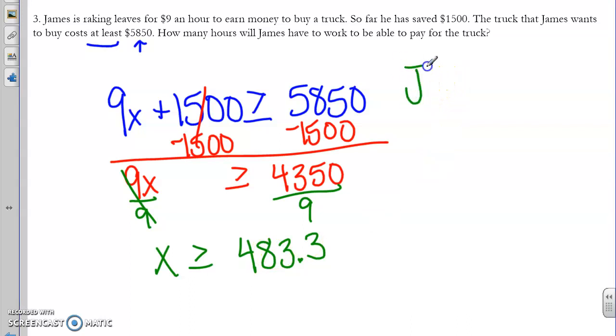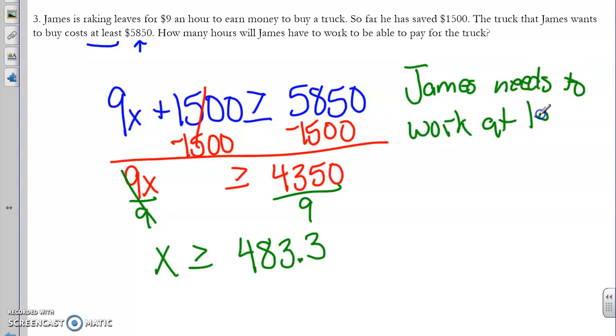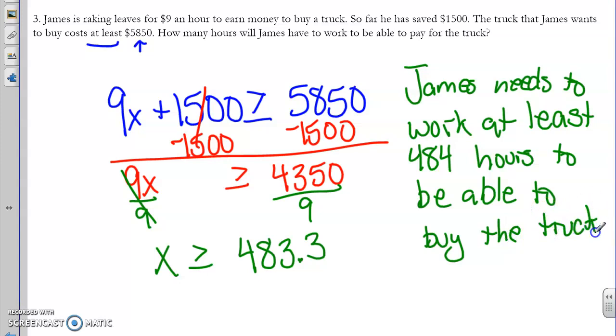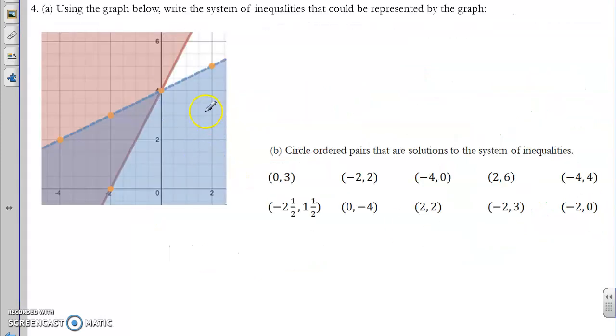So your sentence will say, James needs to work at least, there's that inequality again, at least 484 hours to be able to buy the truck. Okay. All right, number 4, using the graph, write a system of inequalities.